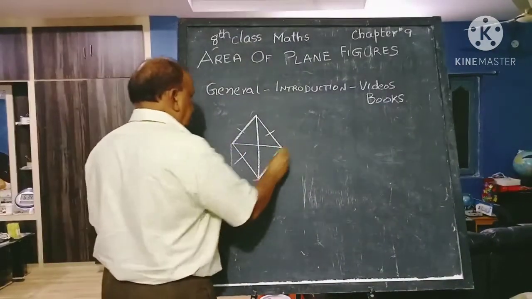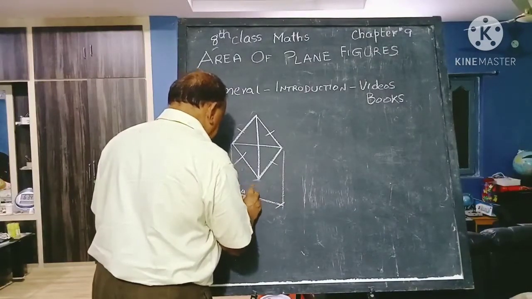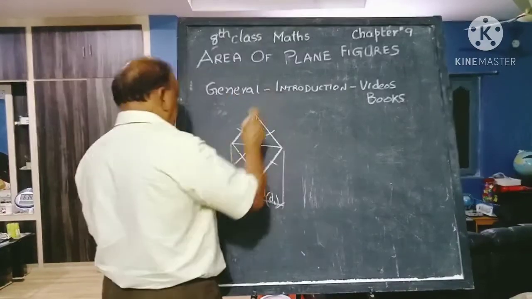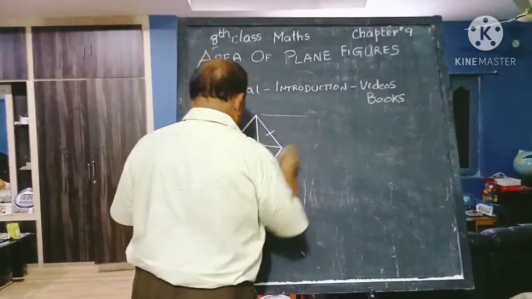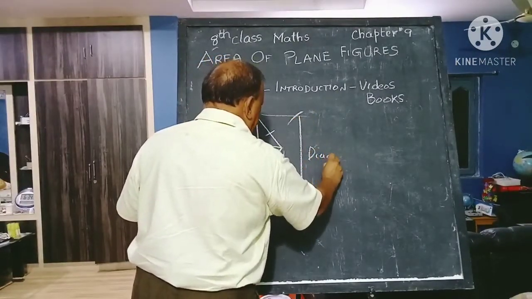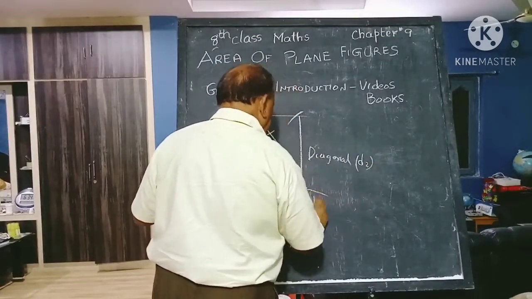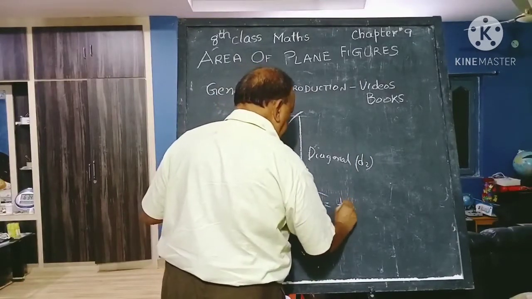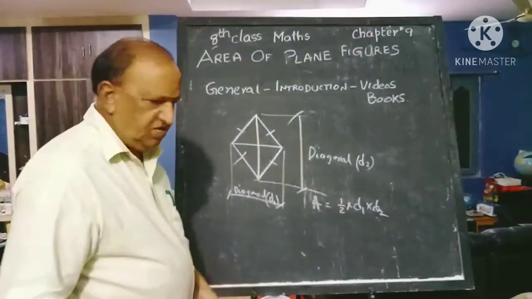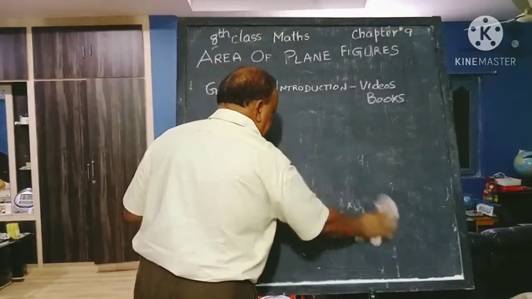So this one is one diagonal, diagonal D1, say. And this is the other one. Say I draw a line like that. This is the diagonal D2. And the area of the rhombus is equal to half of D1 into D2. Another formula you can derive. It is there in the textbook. You can easily do that. It should not be a problem.